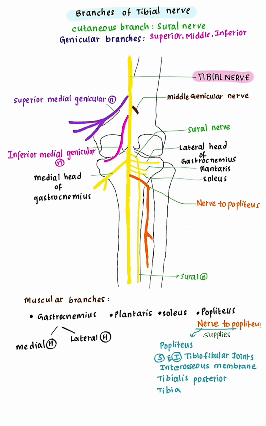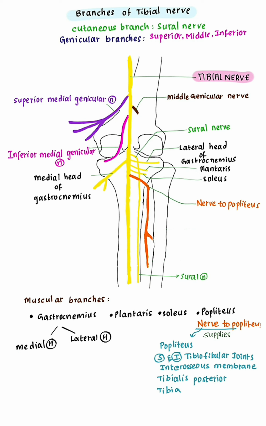Muscular branches. Muscular branches arise in the distal part of the fossa. They supply medial and lateral head of gastrocnemius, plantaris, soleus, and popliteus. It supplies popliteus through nerve to popliteus.